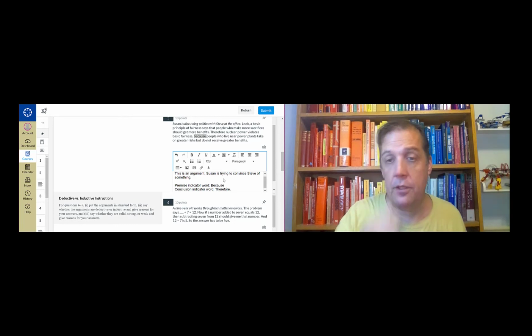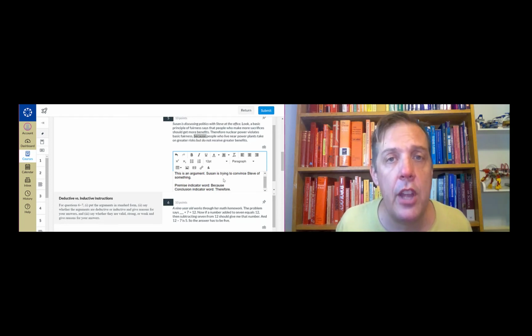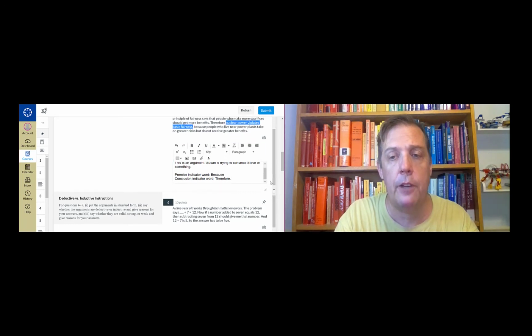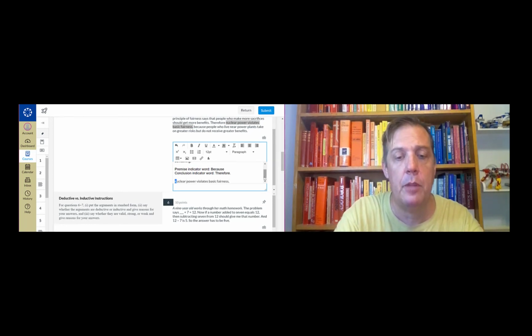And then the other thing we need to do now is put the argument in standard form. So the conclusion is what comes after the word therefore. So let's just grab that. Nuclear power violates basic fairness. And I can cut and paste, that's fine. You can also paraphrase. If you're writing out by hand, it's easier to paraphrase. If you're on the computer, it's easier to cut and paste. You just have to make sure that things are complete statements. So nuclear power violates basic fairness. That's our conclusion. We'll draw the line above it, and then we have two premises.